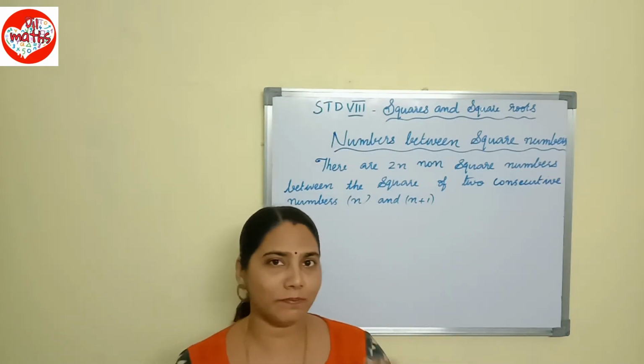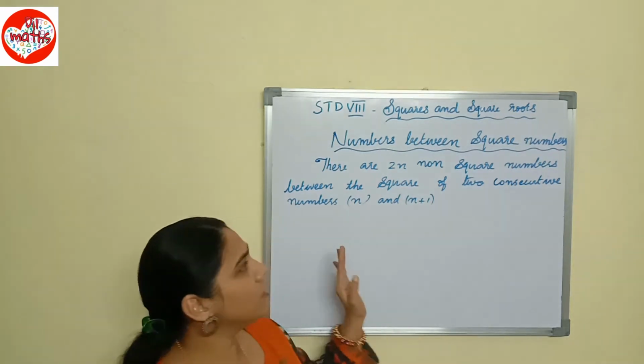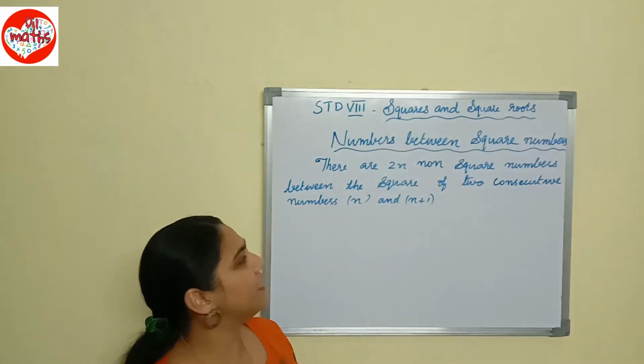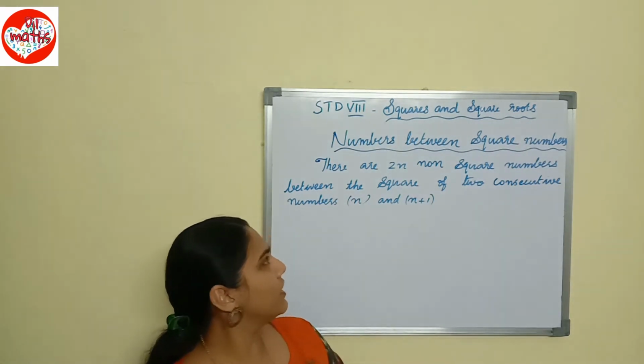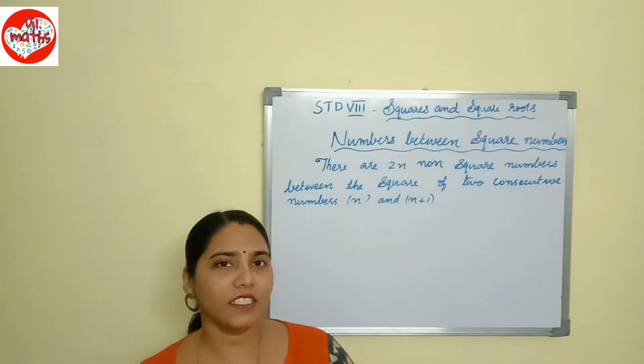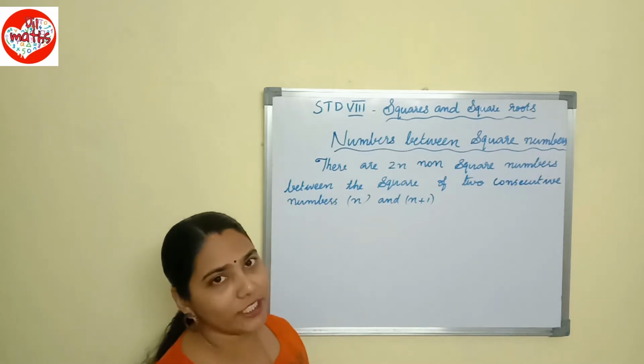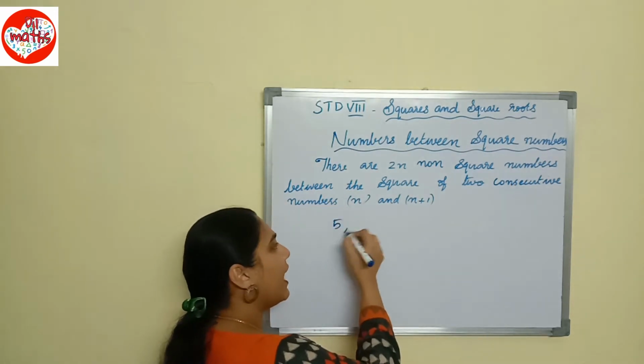Let's check some patterns of square numbers. The first one: there are 2n non-square numbers between the squares of two consecutive numbers n and n plus 1. What is this saying? We will take two consecutive numbers, 5 and 6.